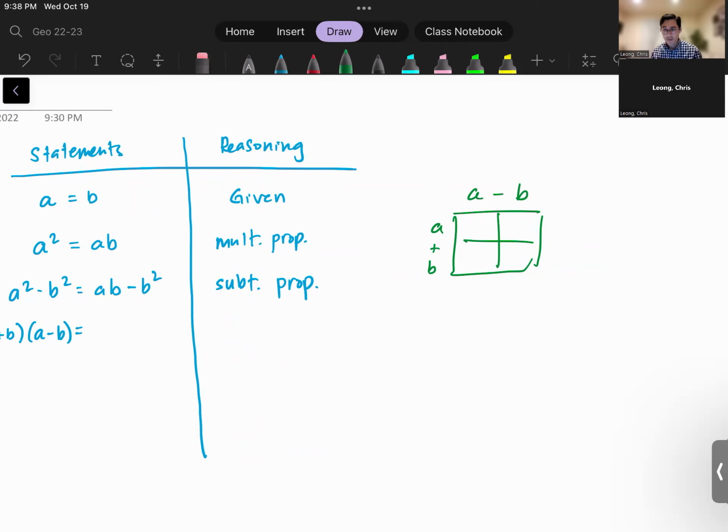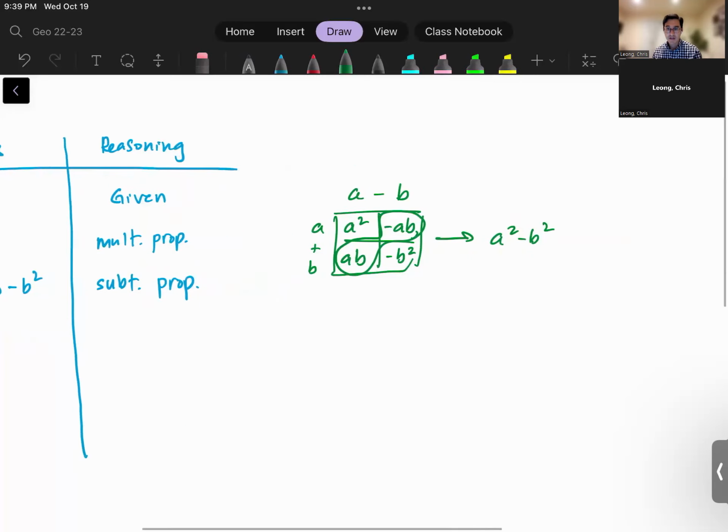In the first grid, we're going to get a product of A squared. In the top right grid, we're going to get a product of negative AB. In the bottom left box, we're going to get a product of AB. And in the bottom right box, we're going to get a product of negative B squared. Now you're going to see that we have two like terms. We can combine these like terms, but because they're opposites, they add up to 0. And so the result of all this is just A squared minus B squared.